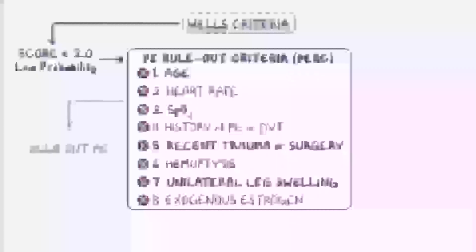On the other hand, if the criteria are not fulfilled, you should check the patient's D-dimer level. If the D-dimer level is less than 500 nanograms per milliliter, consider alternative diagnoses. However, if the D-dimer is 500 nanograms per milliliter and above, proceed with CTPA.